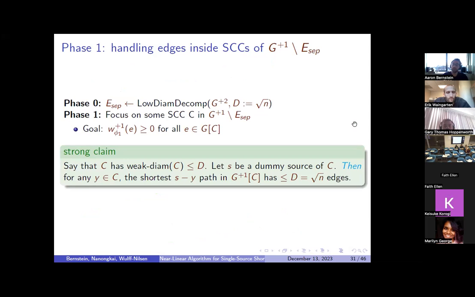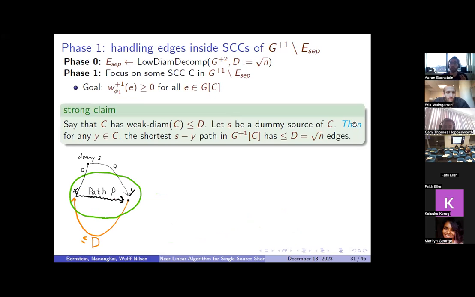So if in the original graph your component has low diameter, then we can show that in G plus 1 you can say something much stronger, which is actually that every shortest path uses few edges. And here's the proof. In particular, we want to say that if you use a dummy source, then the shortest path from the dummy source to any vertex y contains few edges. This shortest path from the dummy source to y will start by taking an edge of weight 0 to x, and then some path from x to y. And we want to show that that path from x to y contains few negative edges.